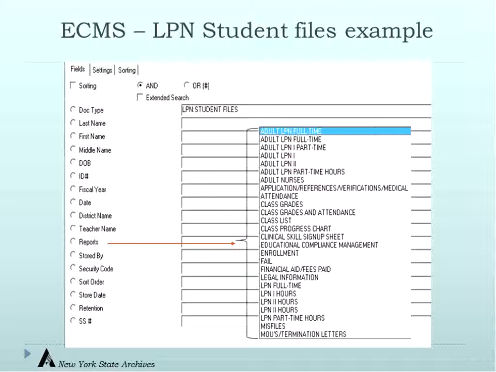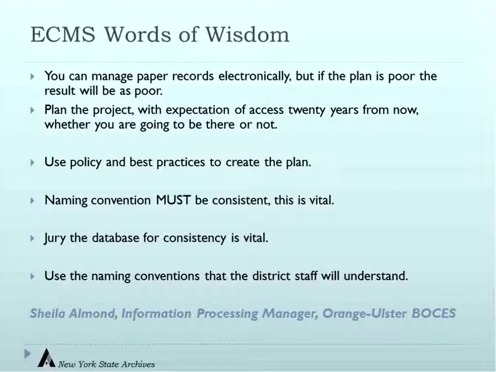Some advice from Sheila Amond for using ECMS to manage scanned records. You can manage paper records electronically, but if the plan is poor, the result will be as poor. Plan the project with expectation of access 20 years from now, whether you're going to be there or not. Use policy and best practices to create the plan. Naming convention must be consistent. This is vital. Review the database for consistency. This is vital. And use naming conventions that the district staff will understand.